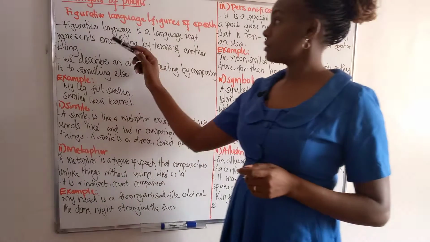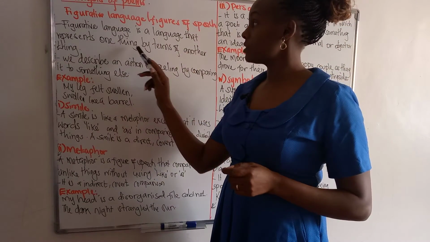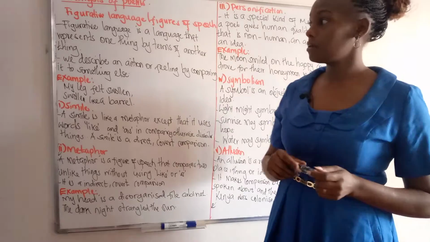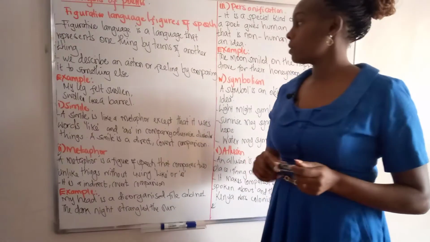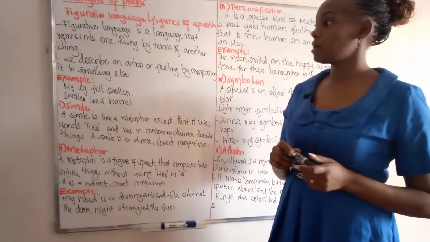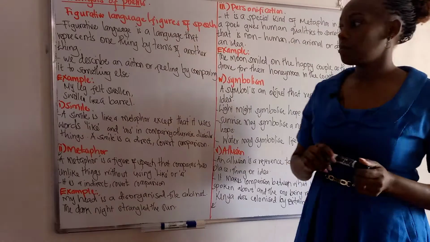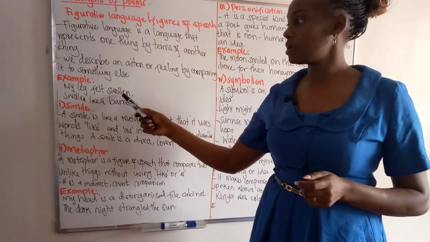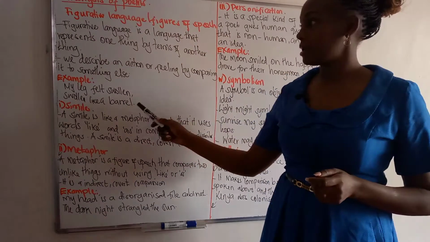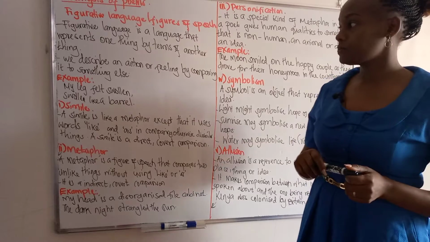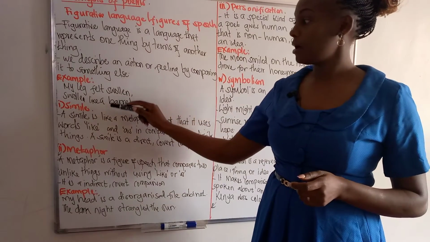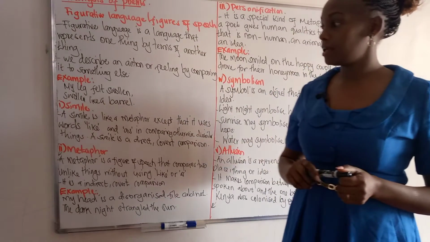Now, figurative language is a language that represents one thing in terms of another thing. We describe an action or feeling by comparing it to something else. For example, my leg felt swollen like a barrel. In this example, we are comparing a barrel to the swollen leg.